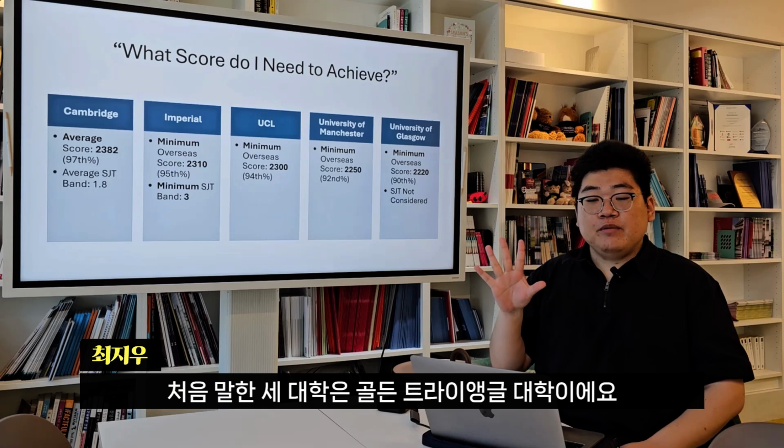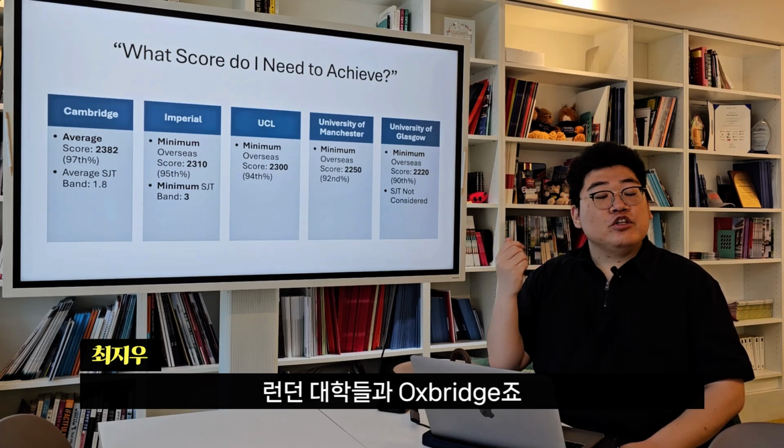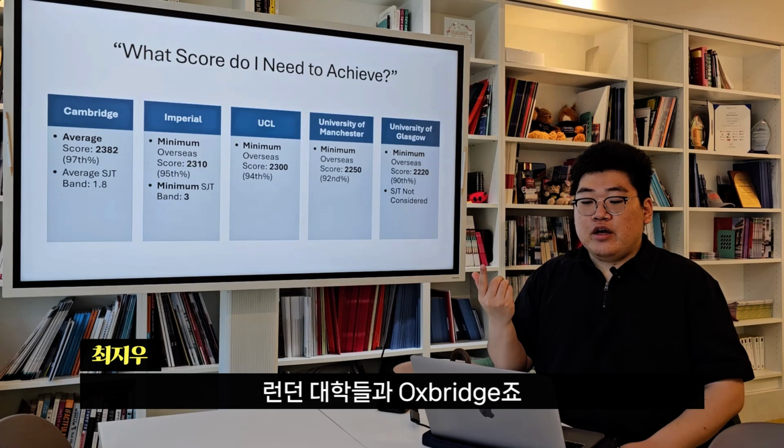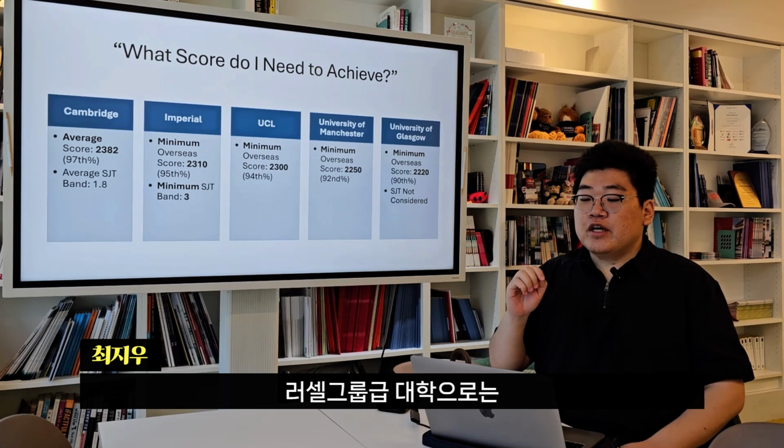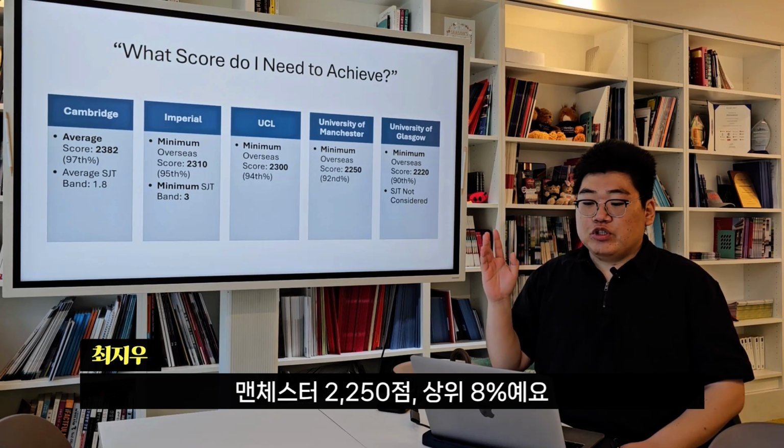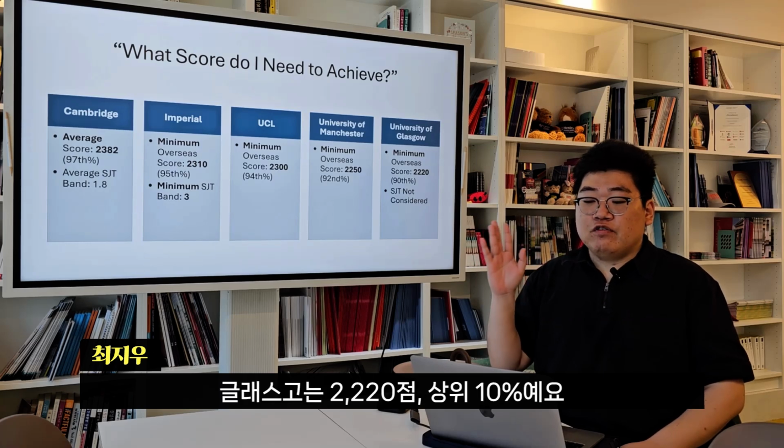So the first 3 unis I mentioned are the Golden Triangle universities, so London universities as well as Oxbridge. But for other universities that are not Golden Triangle but still around Russell Group levels, you have the University of Manchester, which required a score of 2,250, or the top 8%. And for University of Glasgow, you need a score of 2,220, or the top 10%.